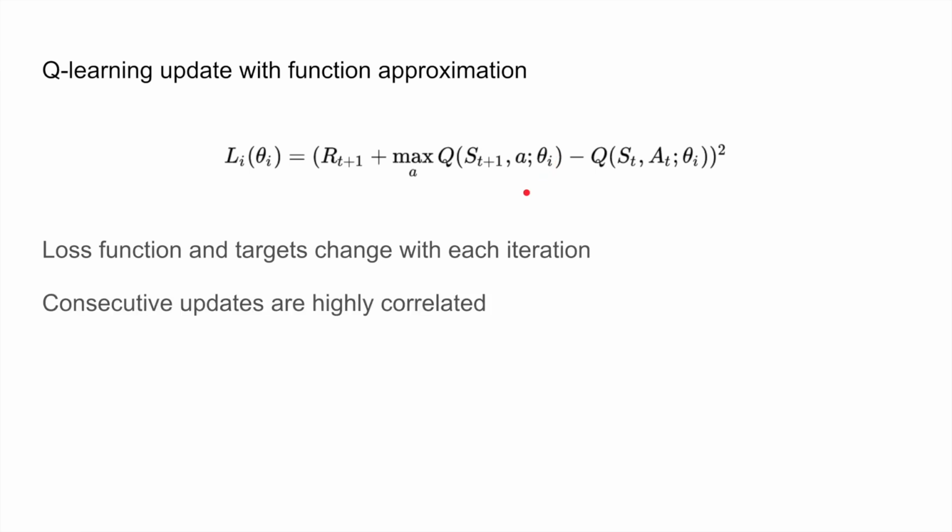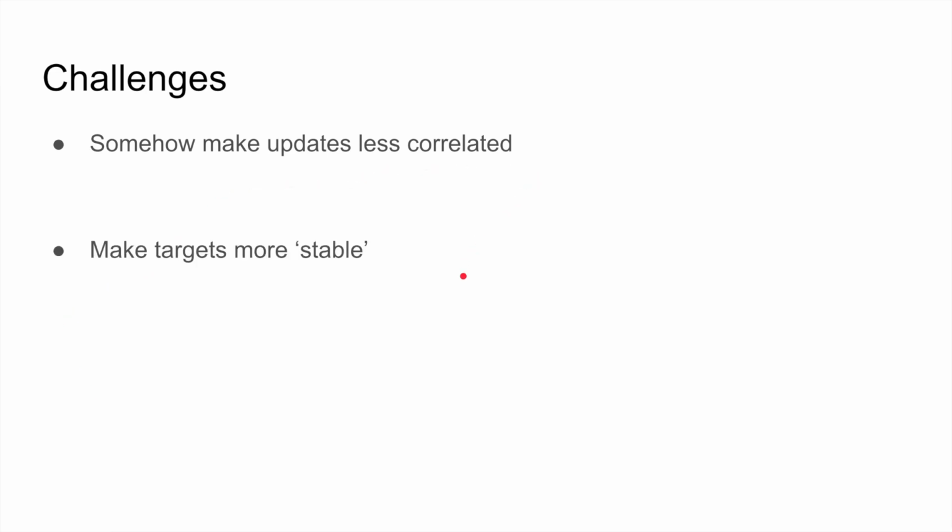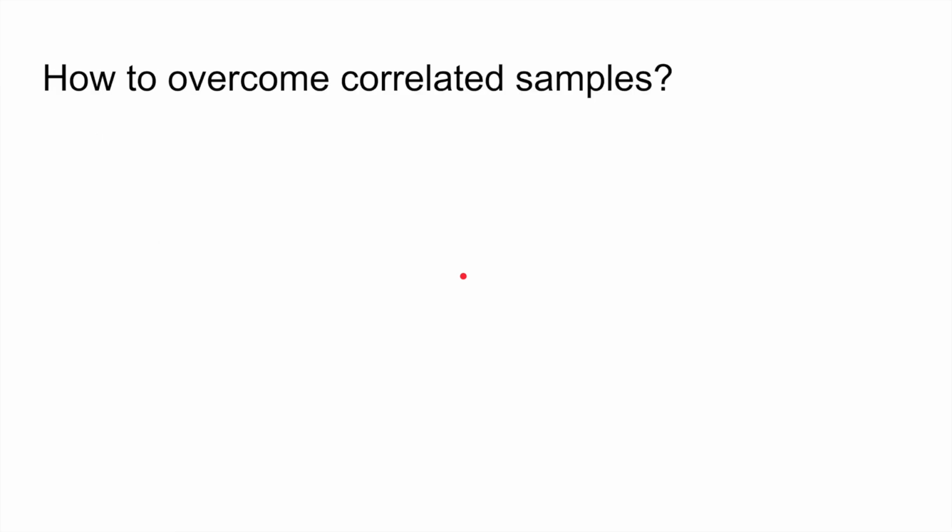Secondly, consecutive updates are highly correlated. So if you recall from the gradient descent lectures, when you use stochastic gradient descent or in supervised learning in general, you assume that your data is uncorrelated and your samples are independent. So how do we solve these problems? These two are the main problems which make the training unstable and difficult. So just to sum up, our challenges are now to somehow make the updates less correlated and to somehow make the targets more stable.